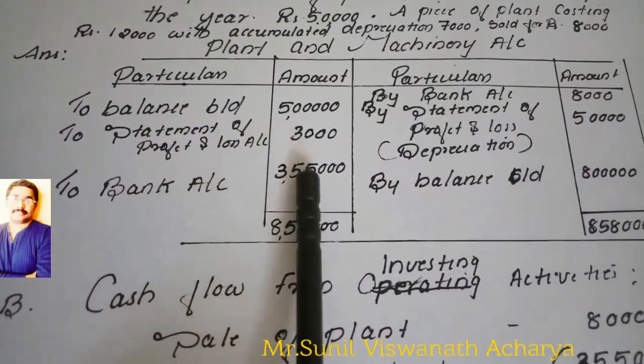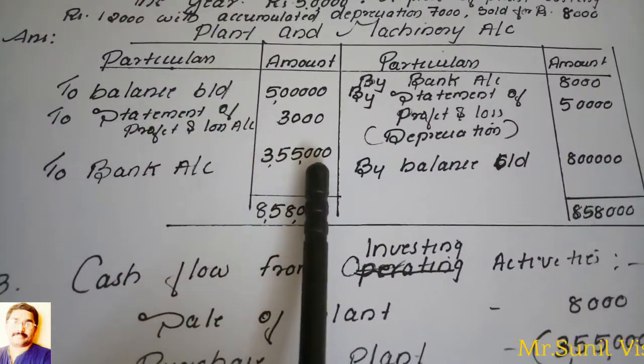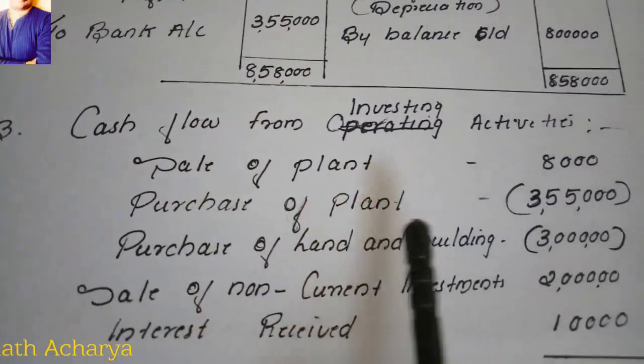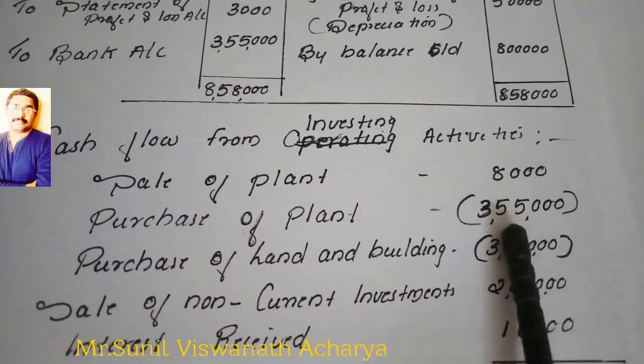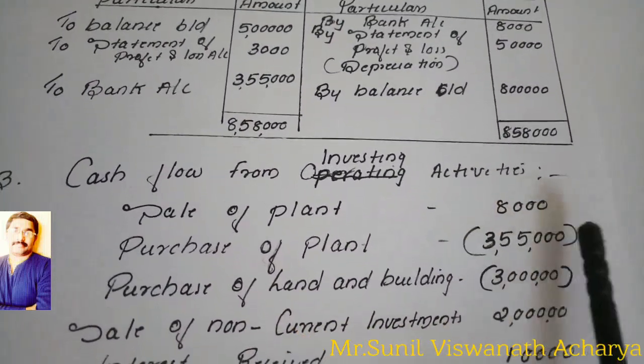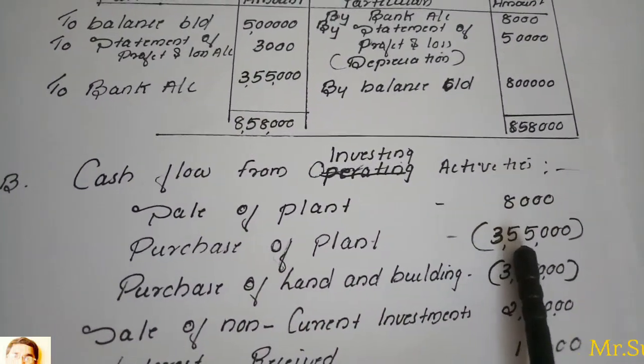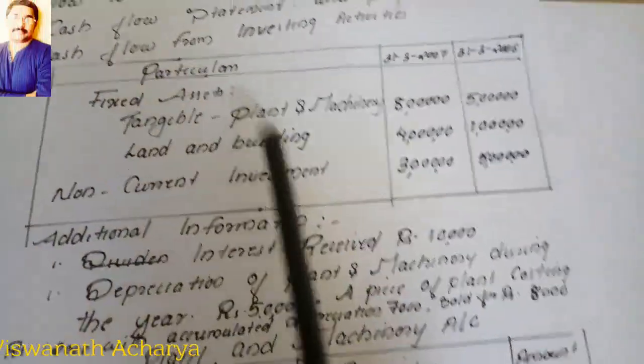How much rupees plant we purchased this year? 3,55,000. So we will write purchase of plant 3,55,000. When you are purchasing an asset, it is an outflow, so put it in brackets, negative. Then plant one is over.